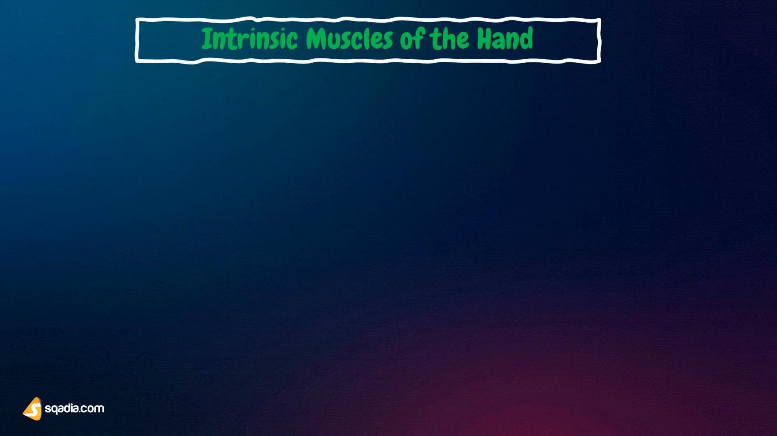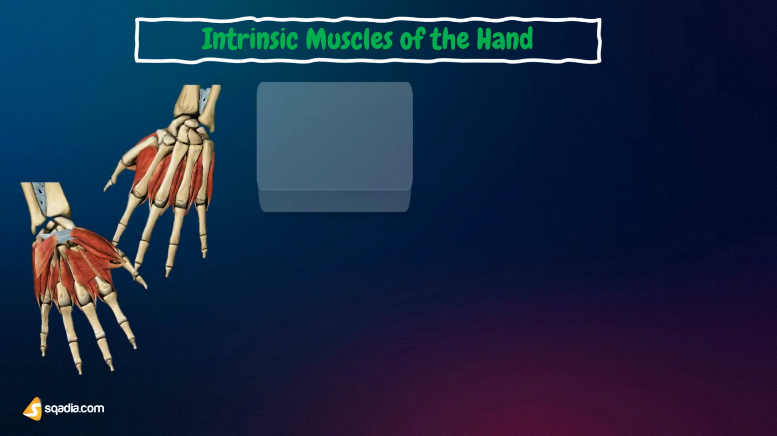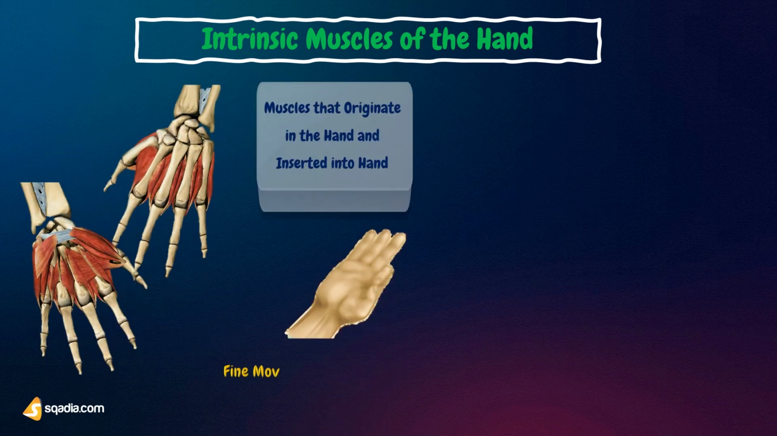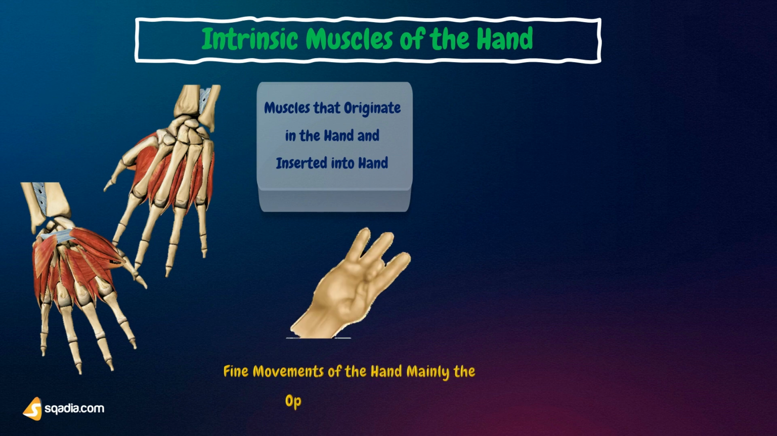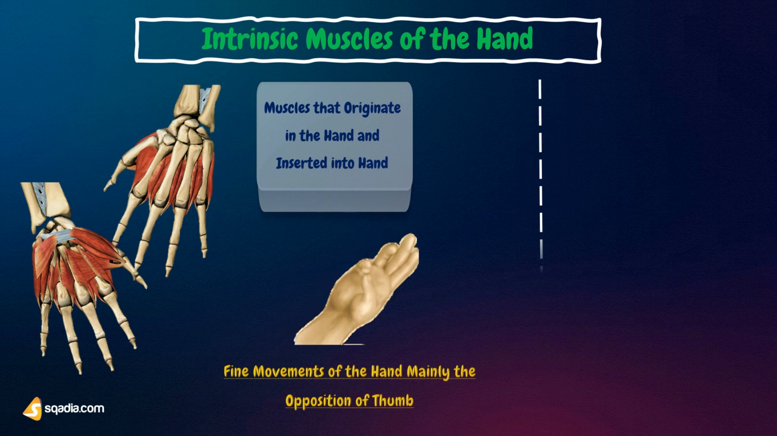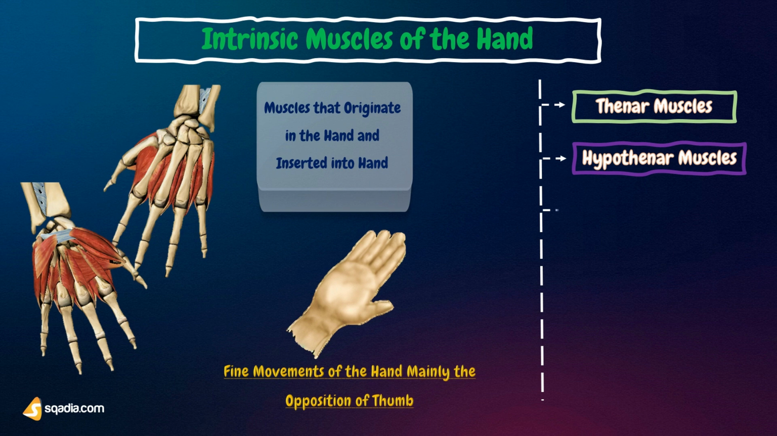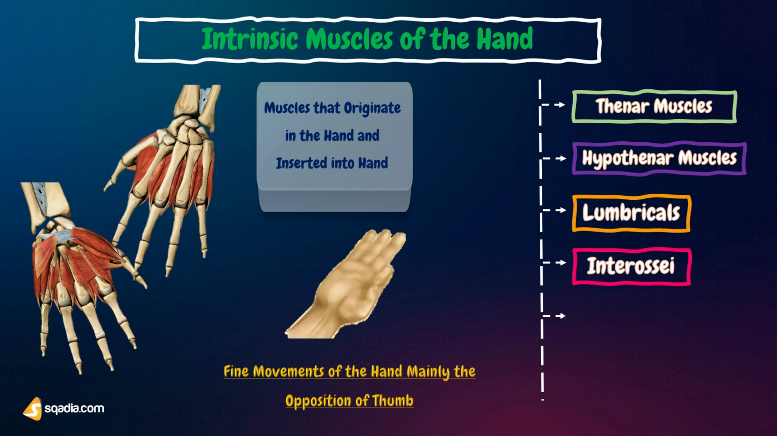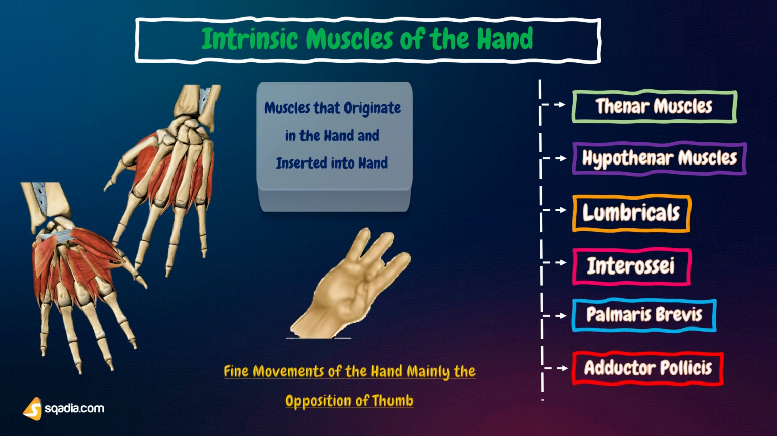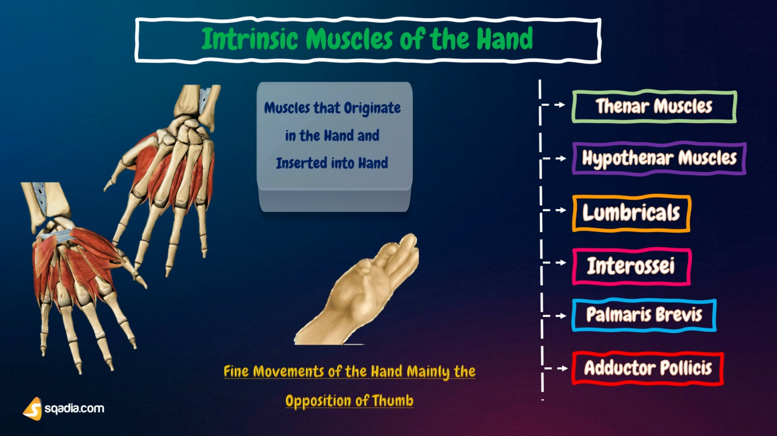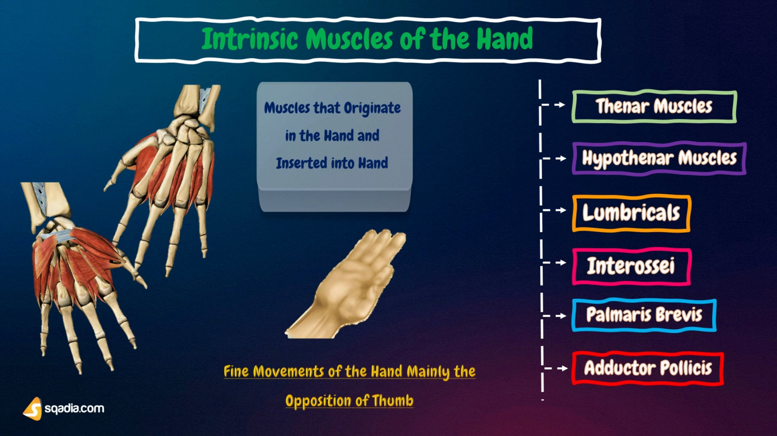Now we will get into the details of the musculature of the hand. The intrinsic muscles of the hands serve the function of adjusting the hand during gripping and also for carrying out fine skilled movements. The intrinsic muscles of the hand are the thenar muscles, hypothenar muscles, lumbrical muscles, palmar and dorsal interossei, adductor pollicis, and palmaris brevis.